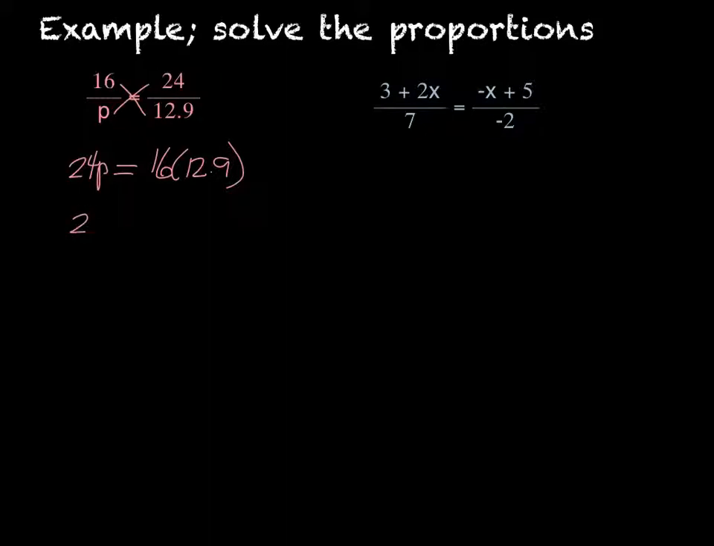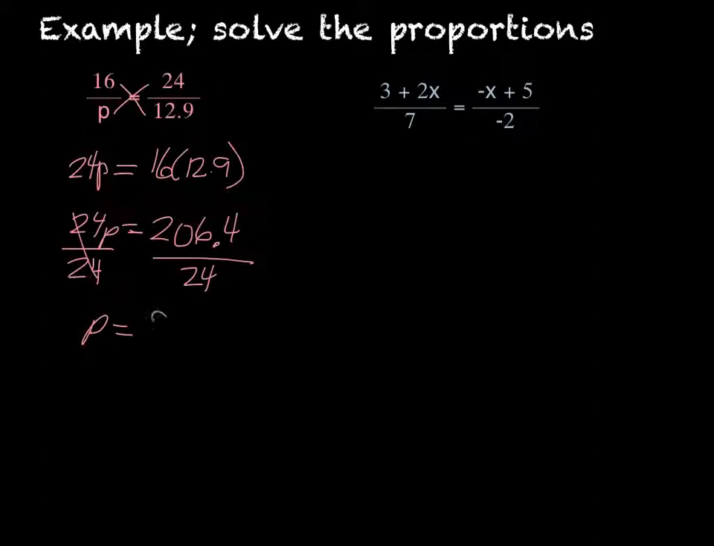So I have 24p equals 16 times 12.9, which is actually 206.4. Type that in your calculator and you can see that. Divide by 24. This is just a linear equation, so we're just going to solve for the variable. So divide by 24, and we have p equals 206.4 divided by 24. Type it in the calculator, you should get 8.6. So that is your solved proportion.